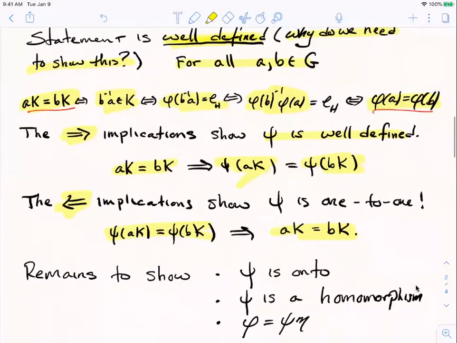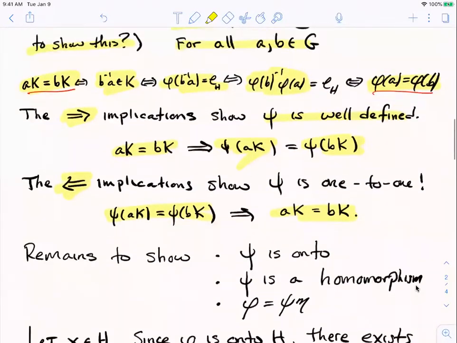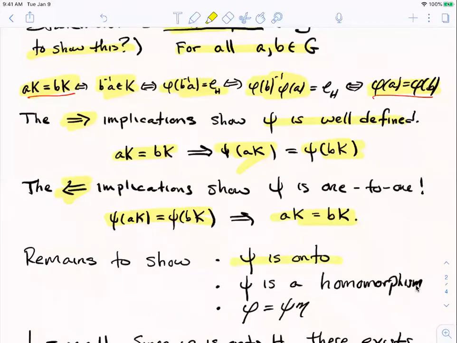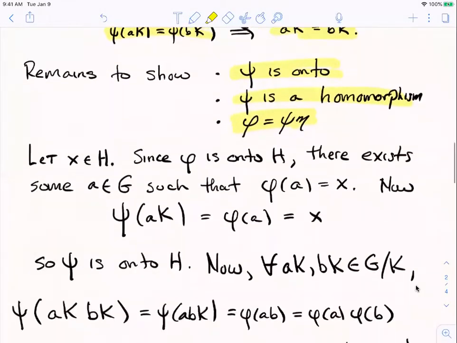Is it? Let's make a list. What else do we have to show here? We need to still worry about it being onto. We haven't shown that psi is a homomorphism yet, and then we haven't shown this equation about the way these things compose together. So let's do it. Let's do the onto part first.